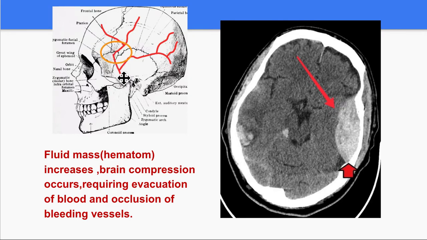The middle meningeal artery has two branches, the anterior and the posterior. The anterior branch of the middle meningeal artery courses through the pterion and can be a potential site of rupture. So the rupture of the middle meningeal artery causes fluid accumulation between the outer dural layer and the calvaria. As this fluid mass or hematoma increases, brain compression occurs, and this requires evacuation of blood and occlusion of the bleeding vessels.